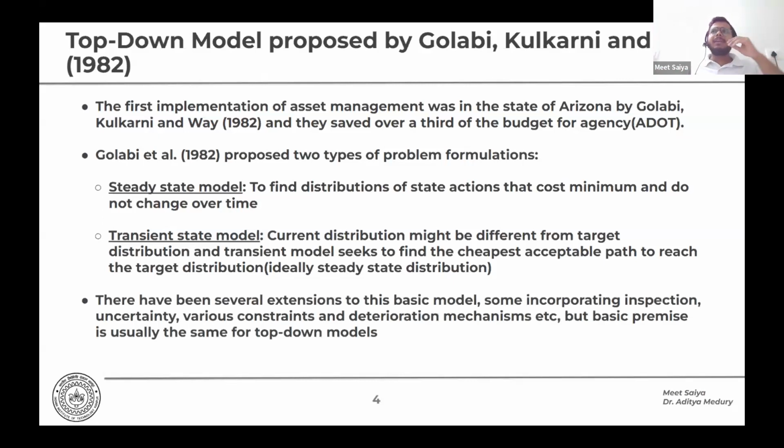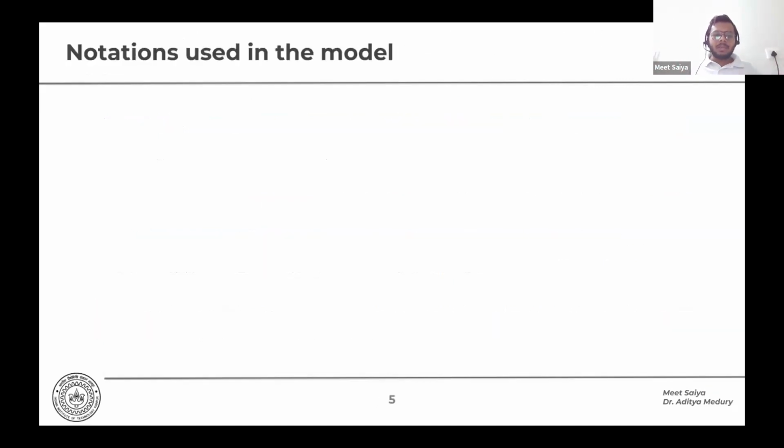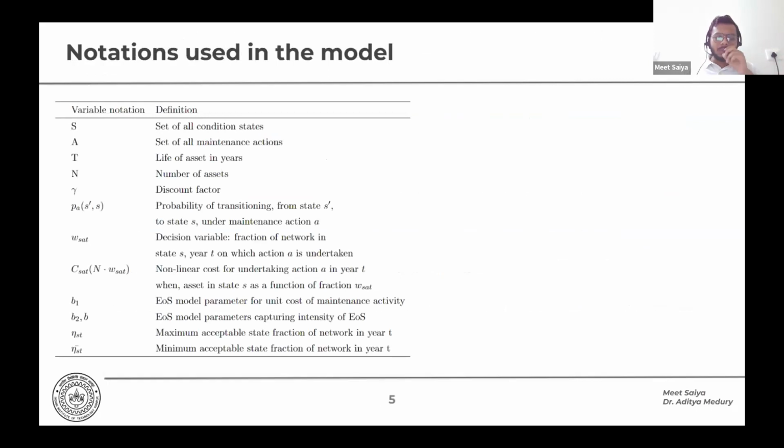Right, there have been several extensions to these models incorporating various different things, but the basic premise has been the same. So you want to minimize the cost subject to some quality constraints, and so there are steady and transient models, right? These are the set of notations used in the model. So S is the set of condition states, A for action, T for timer, N for number of assets, gamma for discount factor, and this is the probability transition matrix.